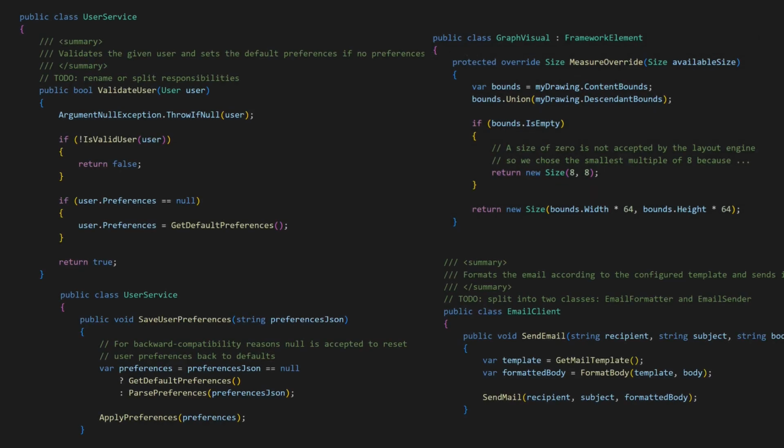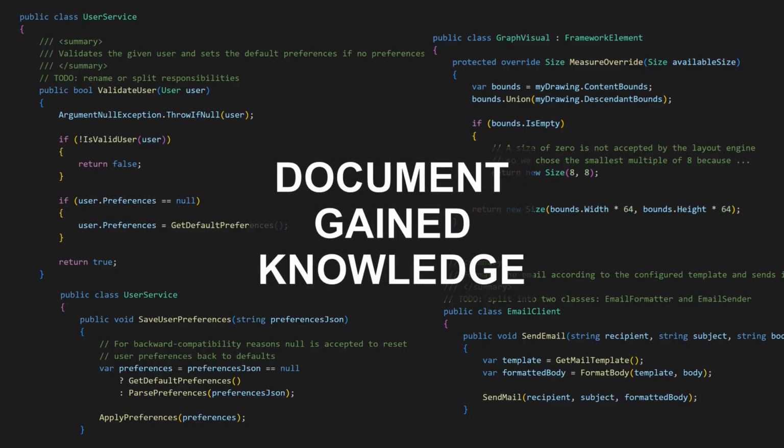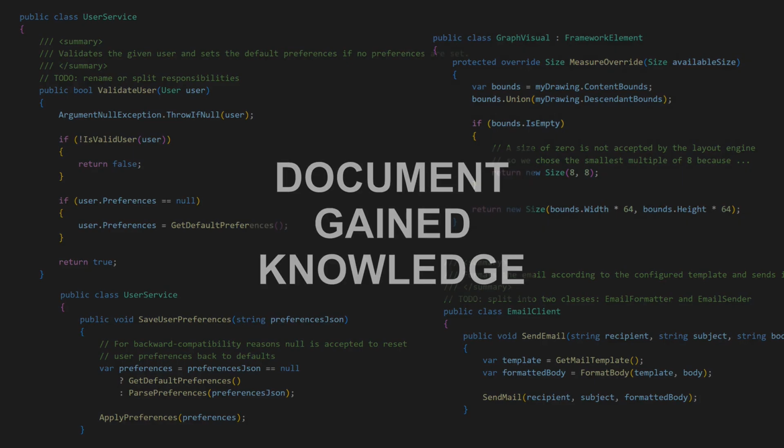At this stage, senior developers already have a good idea about the code. They might not yet feel confident enough to change the code right away, but they document the knowledge they have gained, ensuring valuable insights are preserved for the future. Which brings us to step number 4.